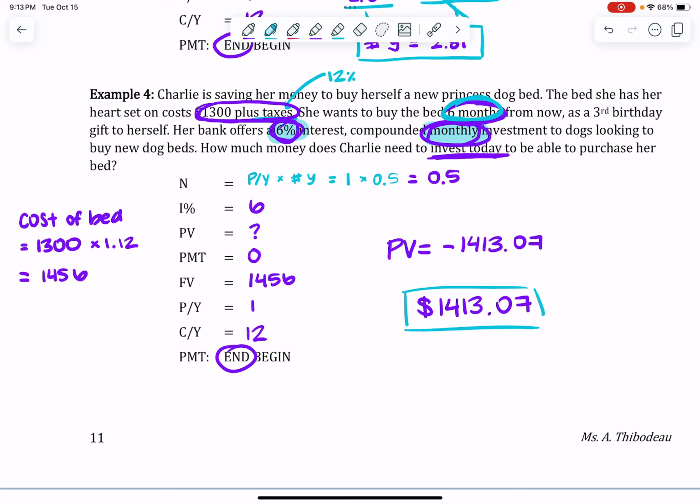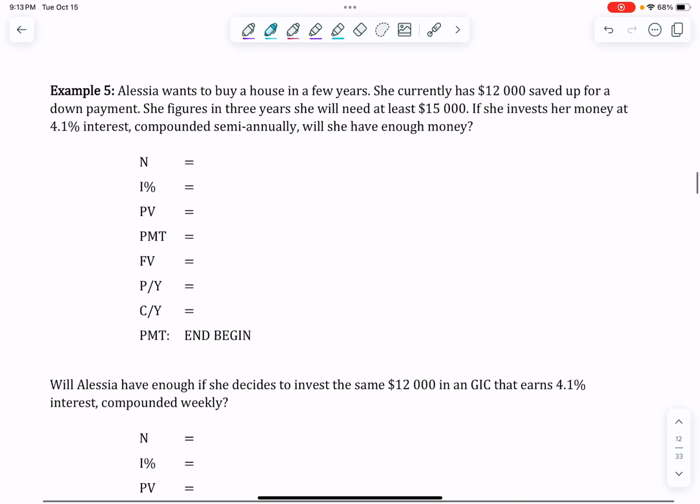Okay, moving on. Again, please pause, try the question, plug things in on your own, and then circle back once you're done.